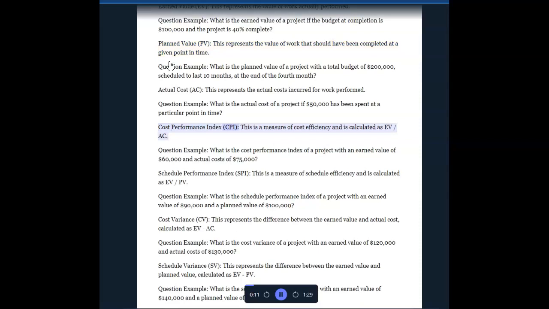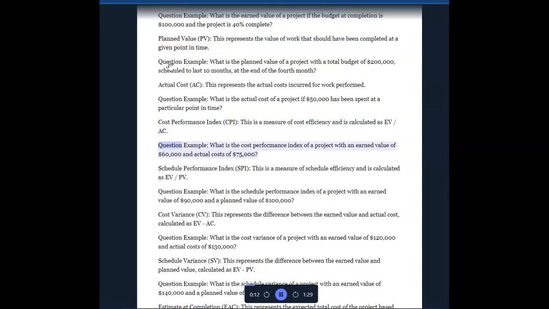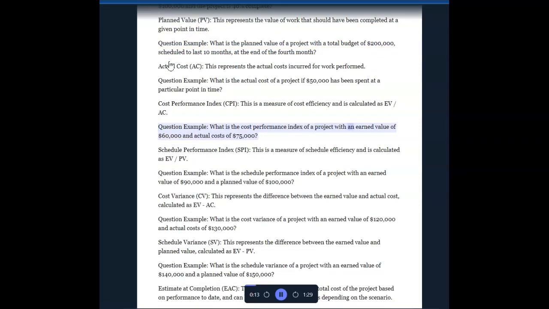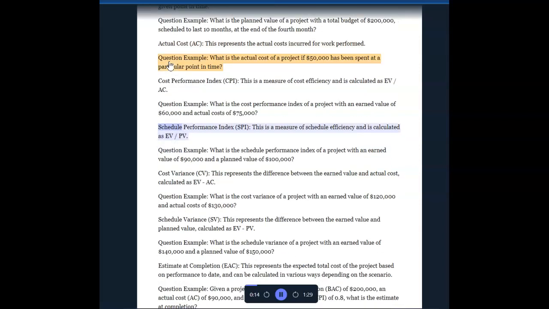Cost performance index, CPI. This is a measure of cost efficiency and is calculated as EV/AC. Question example: What is the cost performance index of a project with an earned value of $60,000 and actual cost of $75,000? Schedule performance index, SPI. This is a measure of schedule efficiency and is calculated as EV/PV.